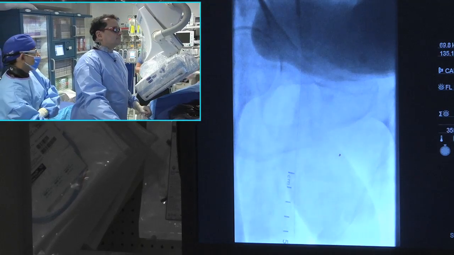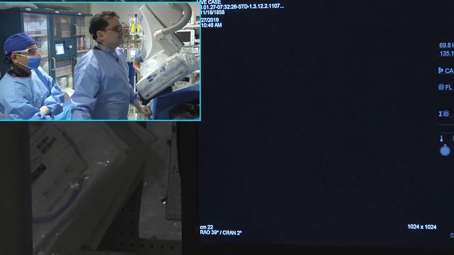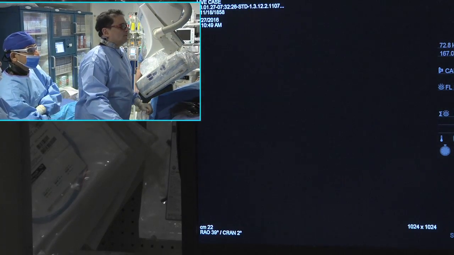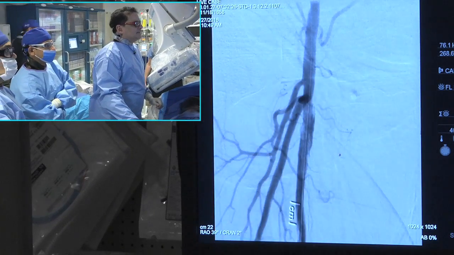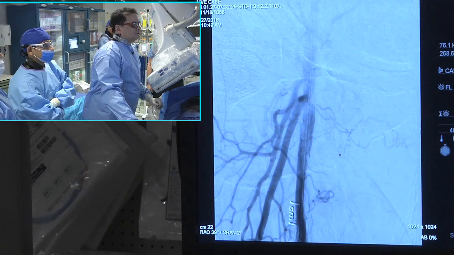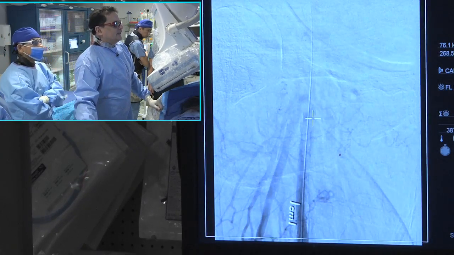Mag up. And I think this is another important question, Vishal. This is what we don't know. We don't know which of these lesions should be stented with a DCB. You see that? Now, that's also pretty nasty. So does that need to be stented as well?